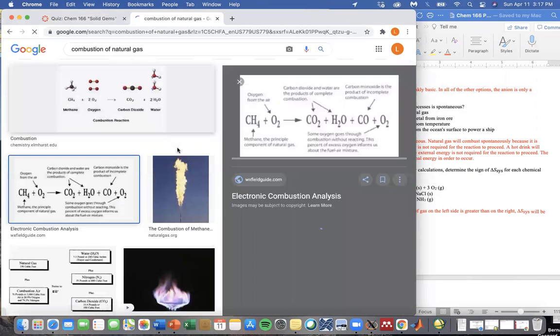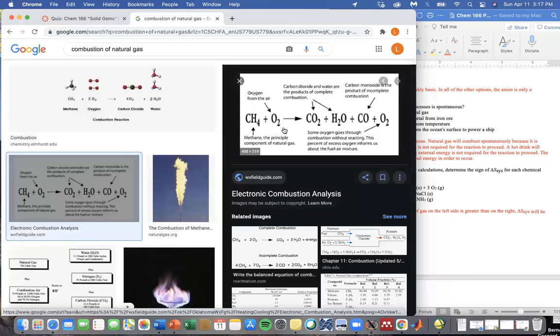you'd have CH4 plus O2 going to CO2 plus H2O plus CO plus O2. And so you can see there are way more molecules of gas on the product side than on the reactant side. So there's way more entropy when it is combusting versus when it's not combusting.